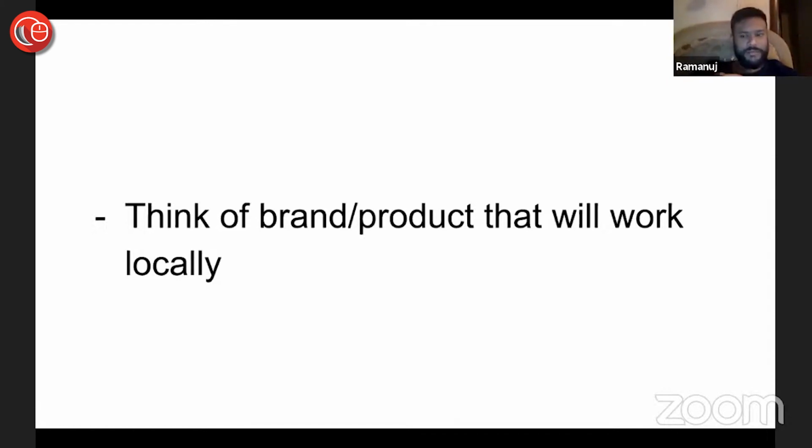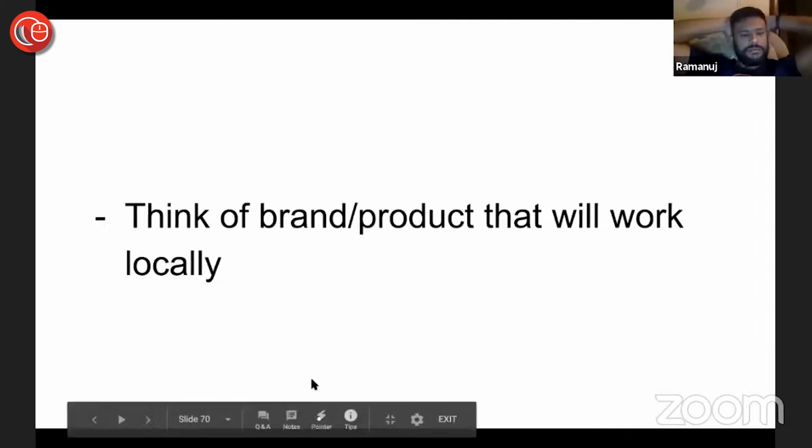It has to be a different name, because people in that market may not identify with this brand at all. So this is a factor. These things have to be thought of. Also, the product has to be local. That has to be thought of too.